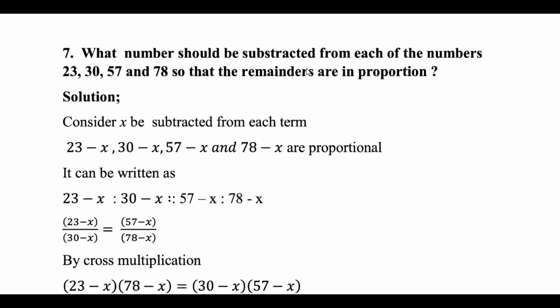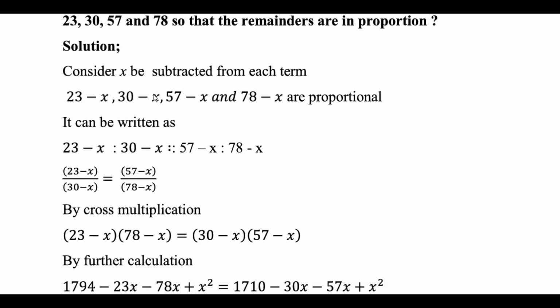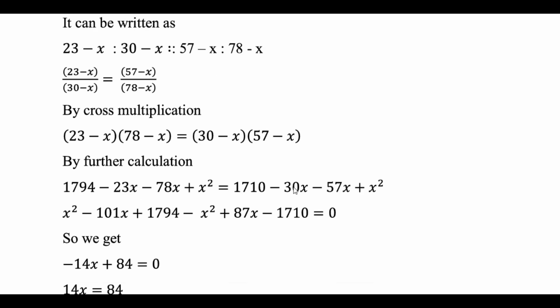What number should be subtracted from each of the numbers 23, 30, 57 and 78 so that the remainders are in proportion? So, what number must be subtracted from each term? If it is x, let's subtract x from each number. After that, we will form 23 minus x is to 30 minus x is to 57 minus x is to 78 minus x. After that, cross multiplication.